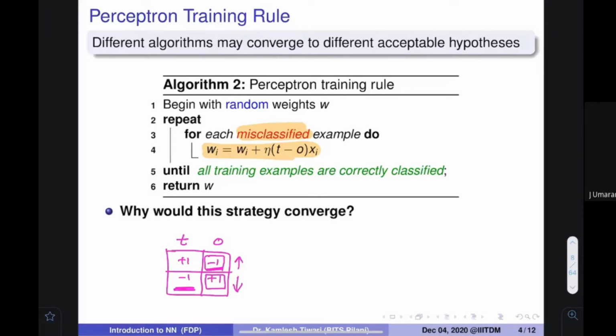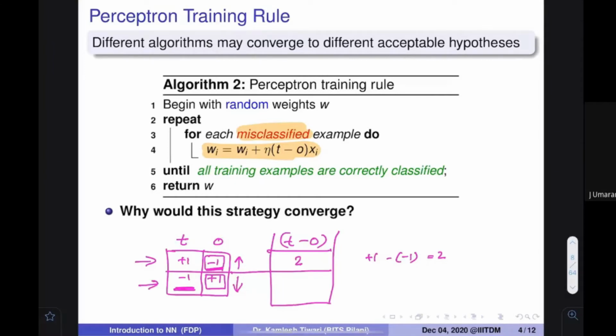This is my output value. Can you tell me the value of target minus output? For this particular case, what is the target minus output? Target is +1, minus the output of -1, it is going to be 2. Make sense? So this value is 2.